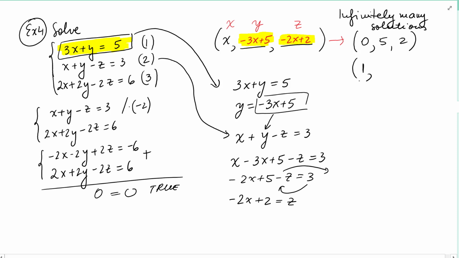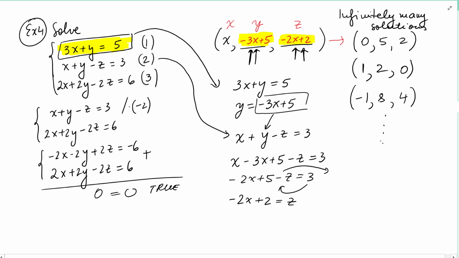So if I choose x to be 1, y is going to be, well, I replace in here, so it's negative 3 times 1 plus 5, that's 2. And z is going to be 0. So I can go on like this forever, because there are infinitely many solutions. If x is negative 1, y is 8, because I go here and I say negative 3 times negative 1 is 3, plus 5, it's 8. And then to find z, negative 2 times negative 1 is 2, plus 2, it's 4.